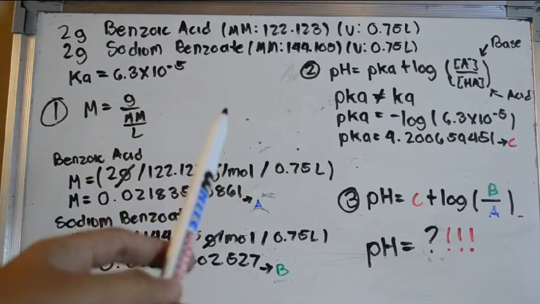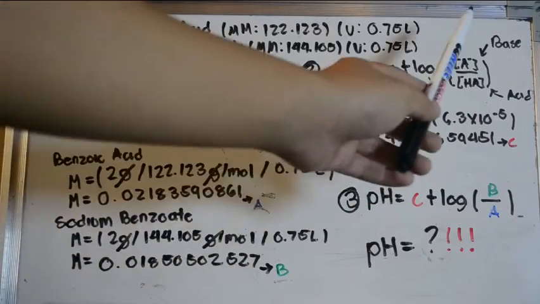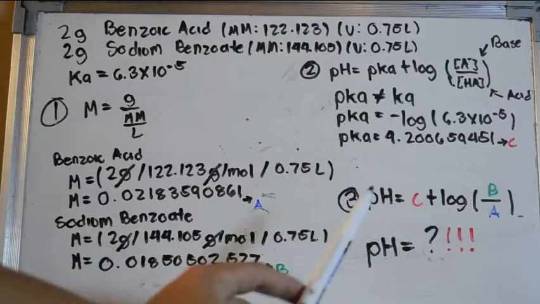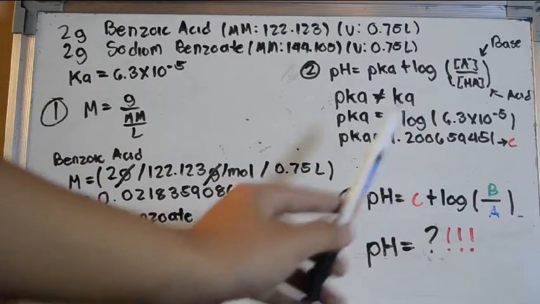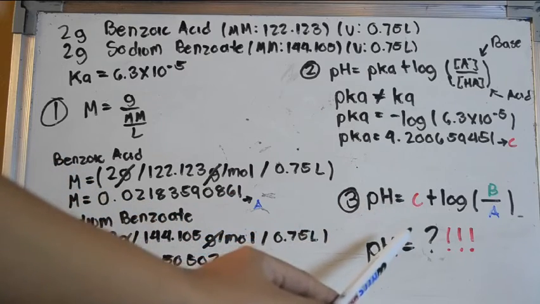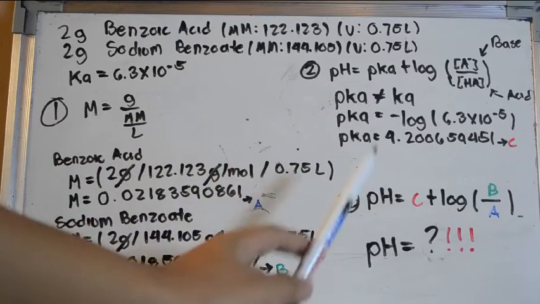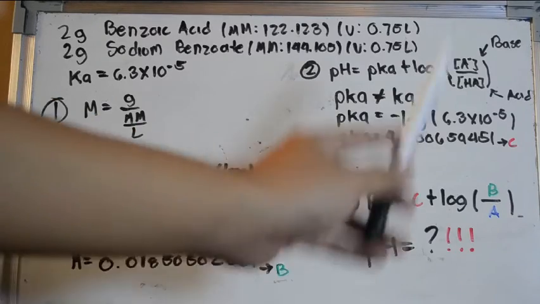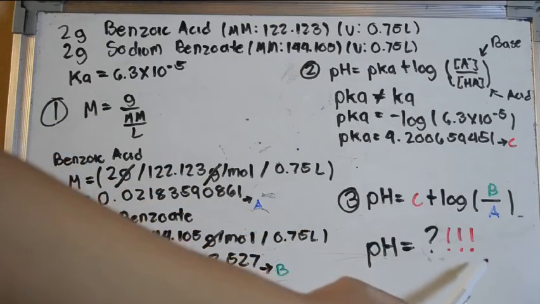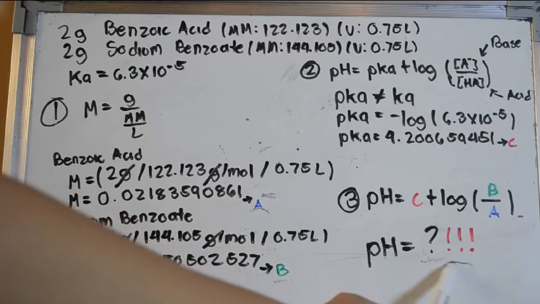Now, you have to remember always that Ka is not equal to pKa. You have to put it inside negative logs for it to become pKa or pKb, depending on the equation and depending on what's being asked. Now that we have the molarity of the base, the acid, and the pKa value, the only thing that you have to do now is step 3, which is to plug in the values inside the Henderson-Hasselbalch equation.